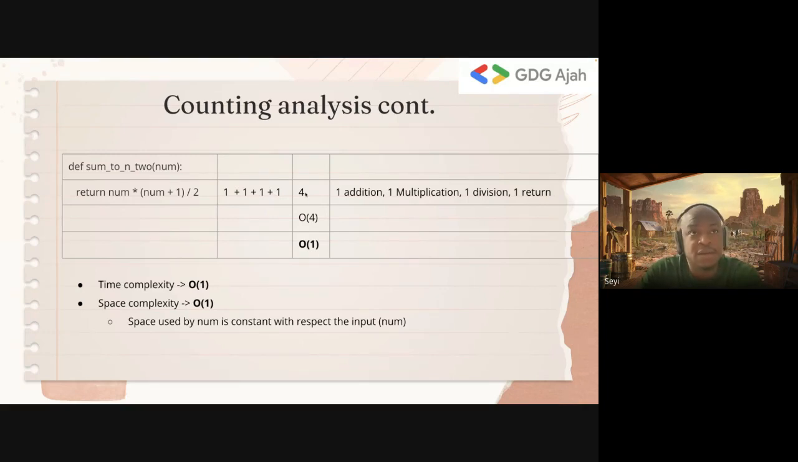4 operations. But as I said, in big O we don't really care about the constant. We care about the magnitude. Any constant can be seen as O of 1. So in this case, this is O of 1, constant time complexity. What this means is, no matter what inputs I pass in, the time complexity is not going to increase. In an ideal world, this is what we'll have. This is the best you can ever get. But in reality, it's not always possible. In terms of space complexity, the only variable we have here is num, and it's constant with respect to the input. So it's constant space complexity.